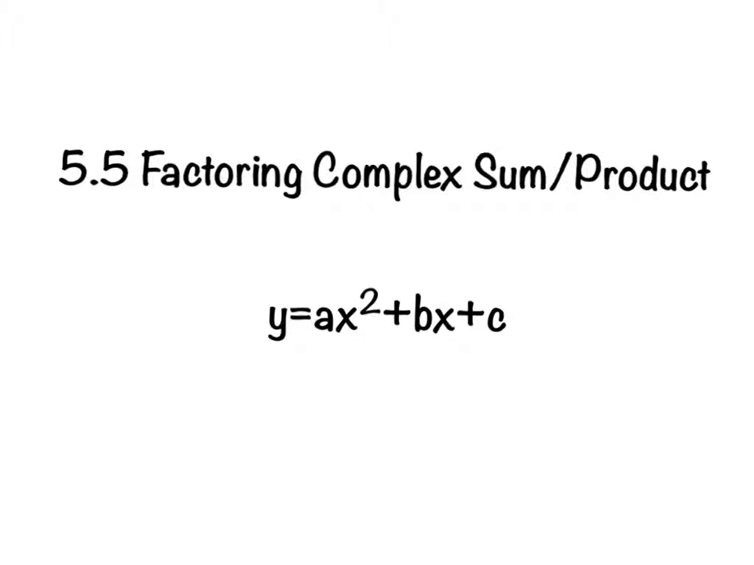Today's section 5.5, Factoring Complex Sum and Product. The difference between this lesson and the last lesson is that the a value is actually there, which means that not that a was 0 before, but a was just 1. This time a is going to be any other kind of number. So we're going to go through a couple of examples and let's begin.